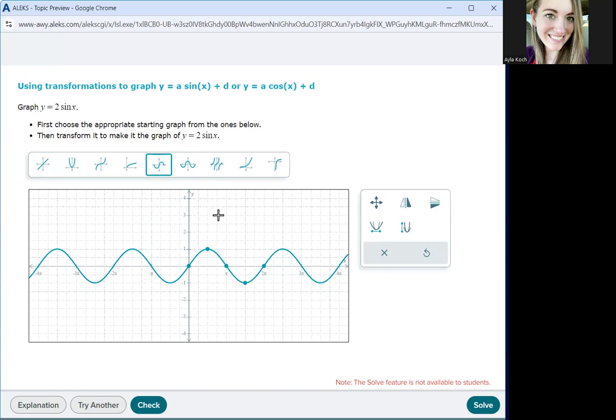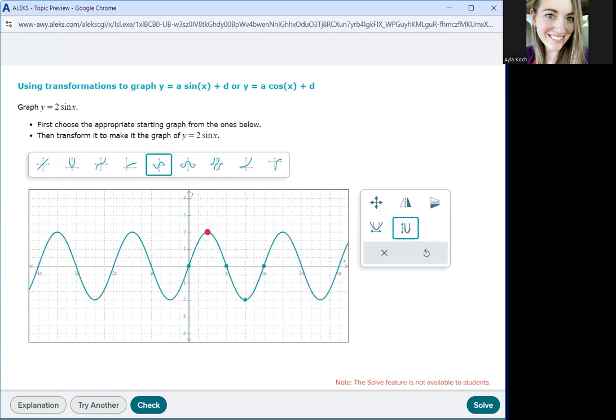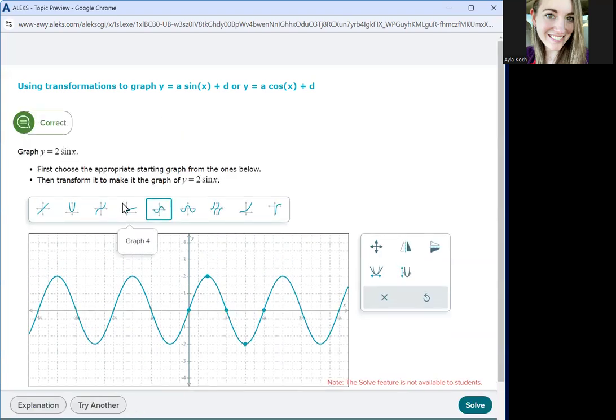That means that the amplitude should be 2, so I need to make it taller. This is a vertical stretch that I'm doing. If I click on the vertical stretch tool, you'll notice that it gives me a place to grab. So I can grab this, bring it all the way up to 2. Nothing else has shifted. It's just been stretched. So I go check, and it says correct.